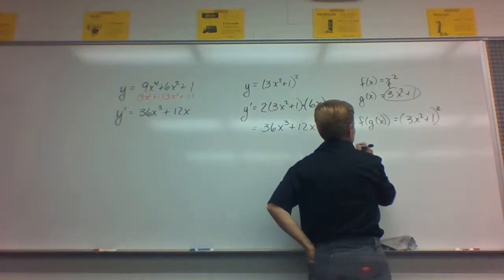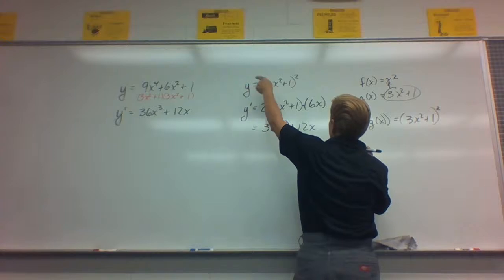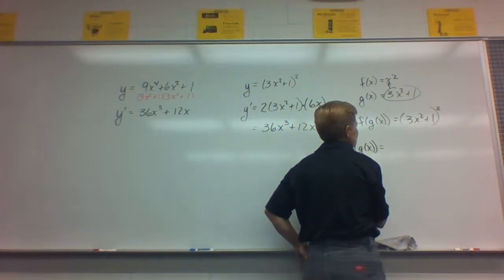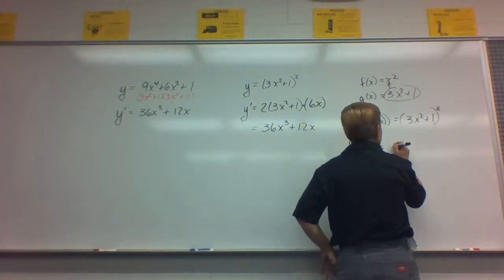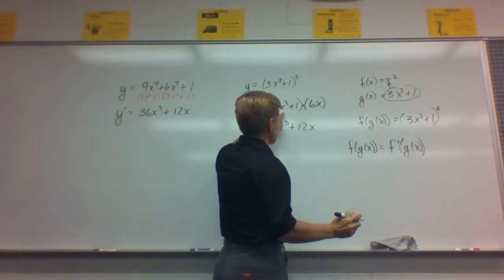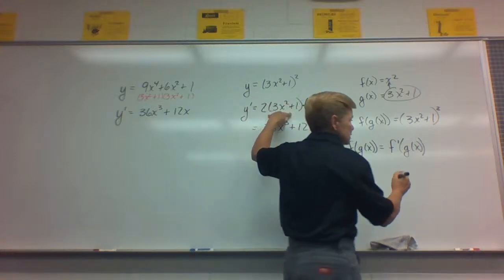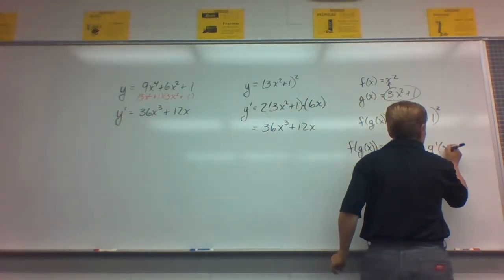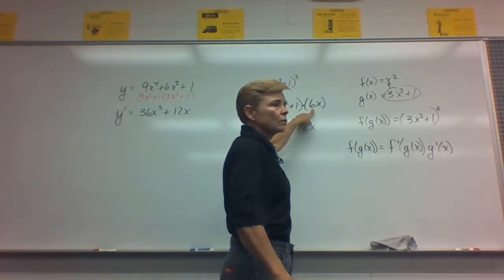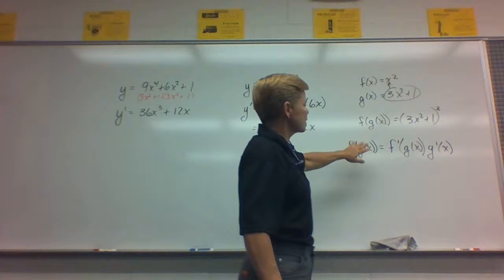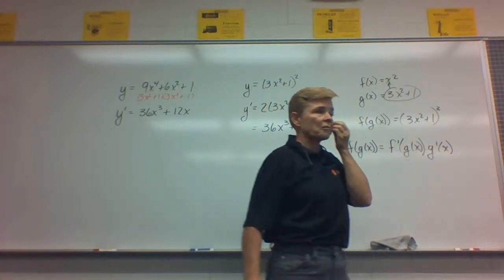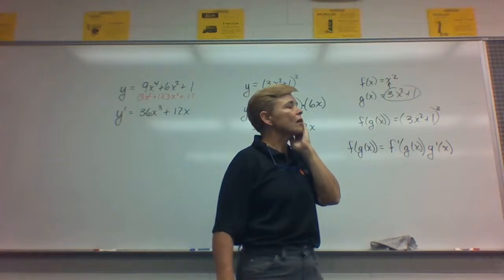So if we call this function y, we actually call it f of g of x, delineating the two different things going on, then what we did is we took f prime of g of x, that's this, times g prime of x, that's this. So you take the derivative of the outside and multiply it times the derivative of the inside. Micro, kind of.